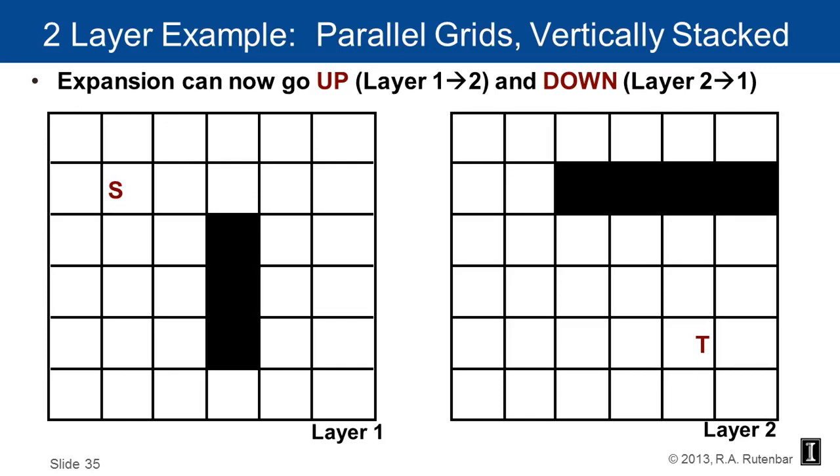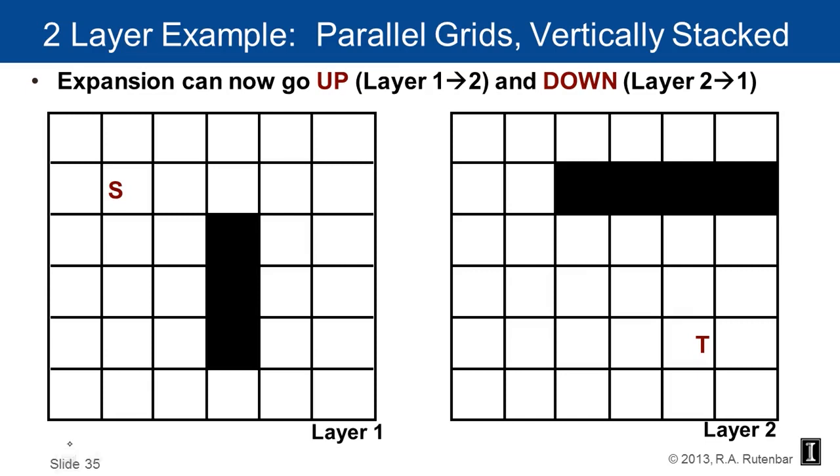And there's an obstacle in the middle of layer 1, kind of a vertical obstacle 3 cells high, and there's an obstacle in the top of layer 2, 4 cells wide and 1 cell high, and so there's some places you just can't go on each layer either. So the big idea is that expansion can now go up from layer 1 to layer 2 and down from layer 2 to layer 1.